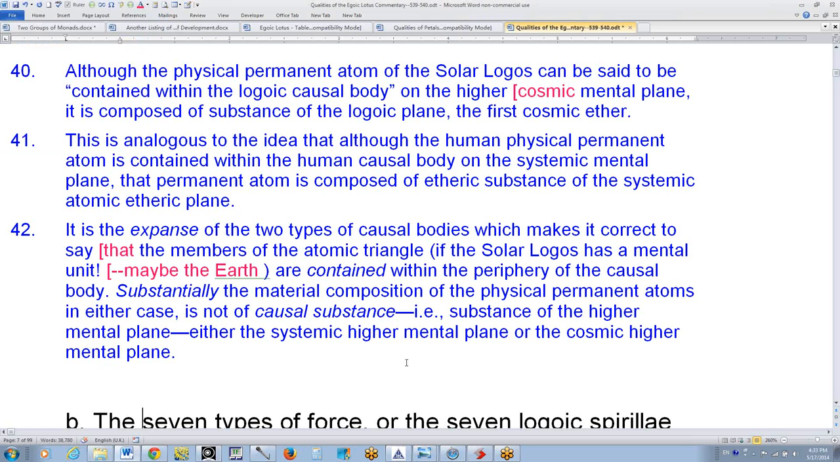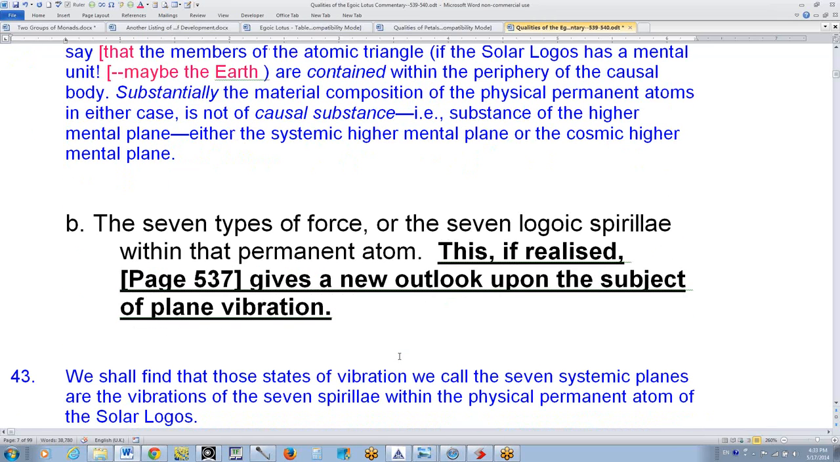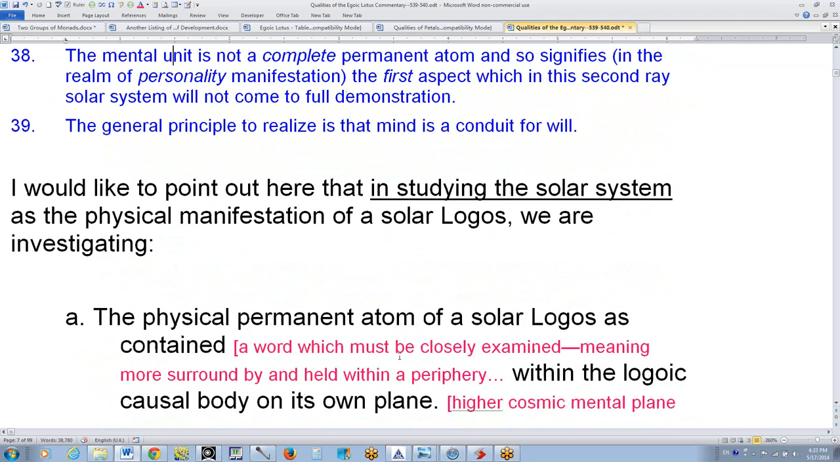All right, well, these are sort of some preliminary cosmic considerations. The seven types of force and the seven logoic spirillae within that permanent atom. So what was the first one here? In studying the solar system, we are investigating the permanent atom of a solar logos. Okay, now that's connected with Saturn, which is said to be a correspondence to it, at least.